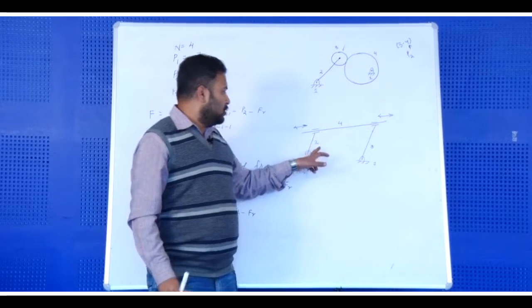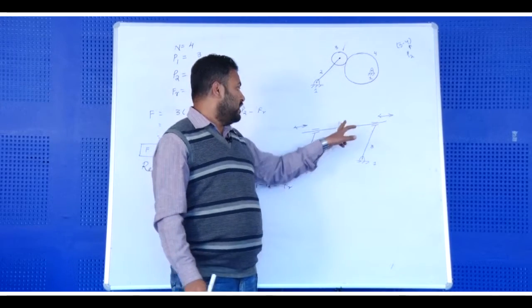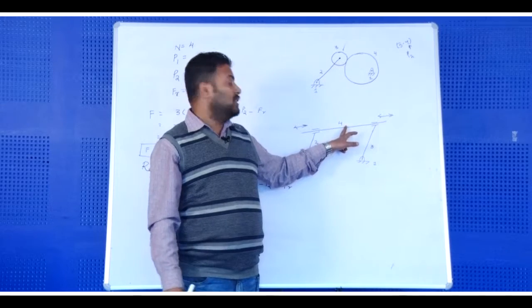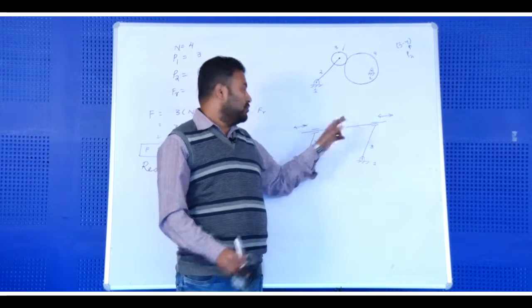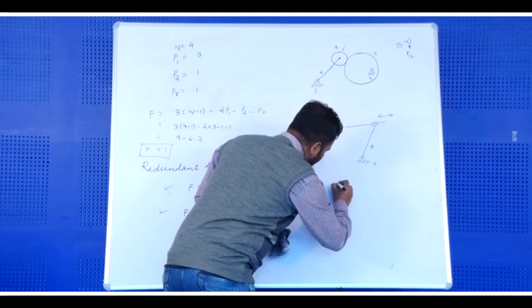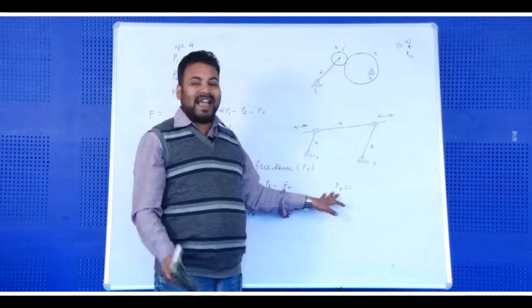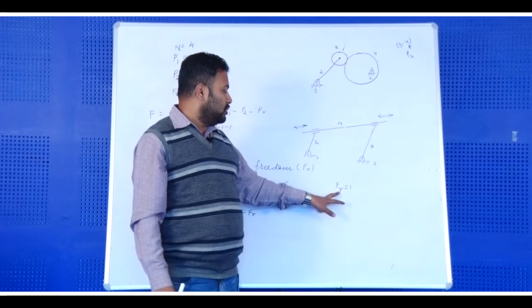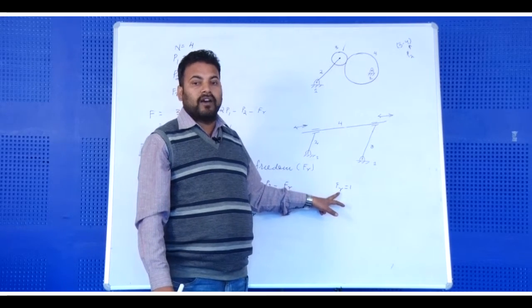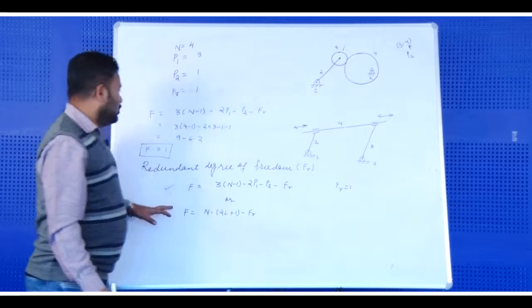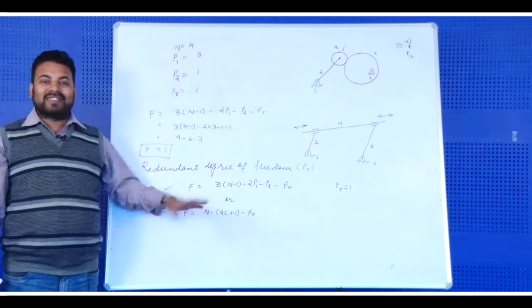It is not dependent on the other links of the mechanism, that is why link 4 here is a redundant chain and its degree of freedom should be considered as Fr, which would be equal to 1. So, to find the exact degree of freedom of this mechanism, we need to take Fr into account. This is how the exception should be taken into account to find the exact degree of freedom.